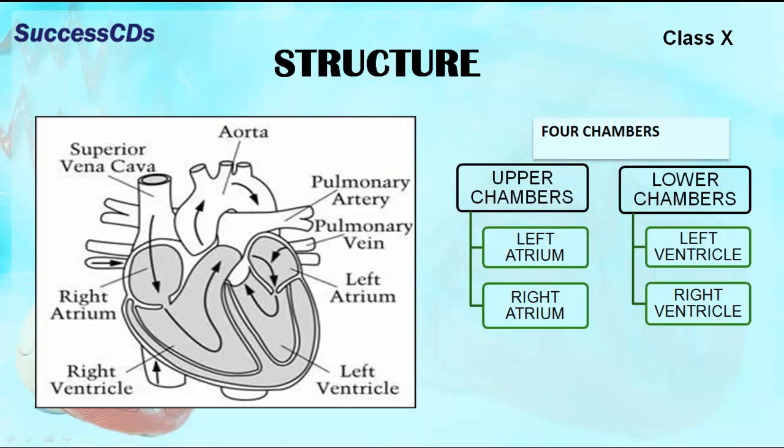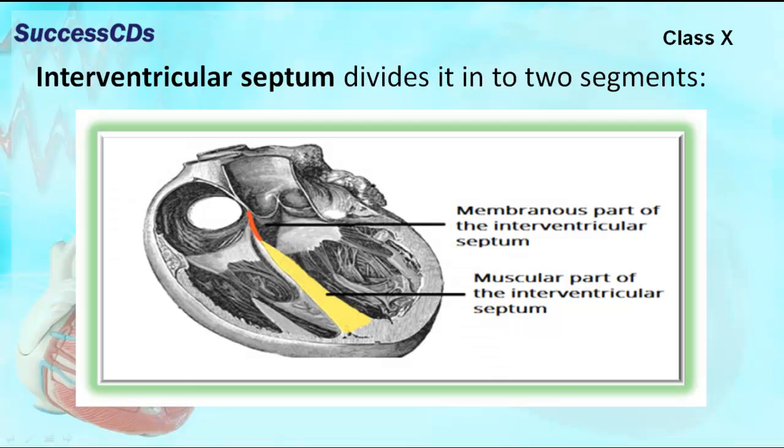Structure of the heart. As you can see in the diagram, there are four chambers. The upper chambers are the right atrium and left atrium, and the lower chambers are the left ventricle and the right ventricle. The heart is divided into two portions by the interventricular septum. The one with yellow color is the muscular part of the interventricular septum, and the red colored portion is the membranous part of the interventricular septum.